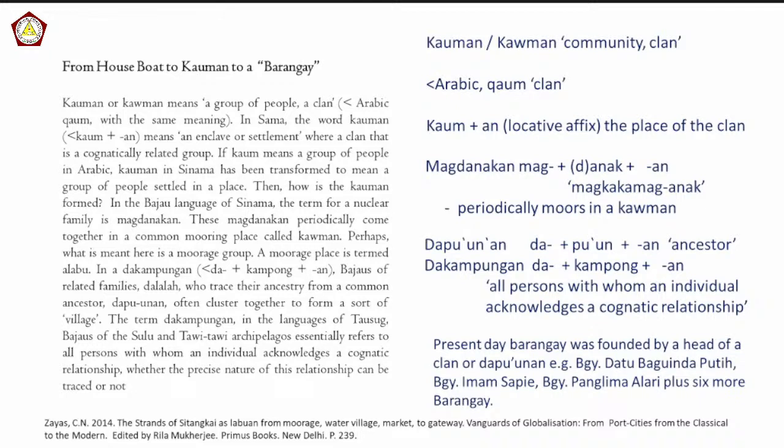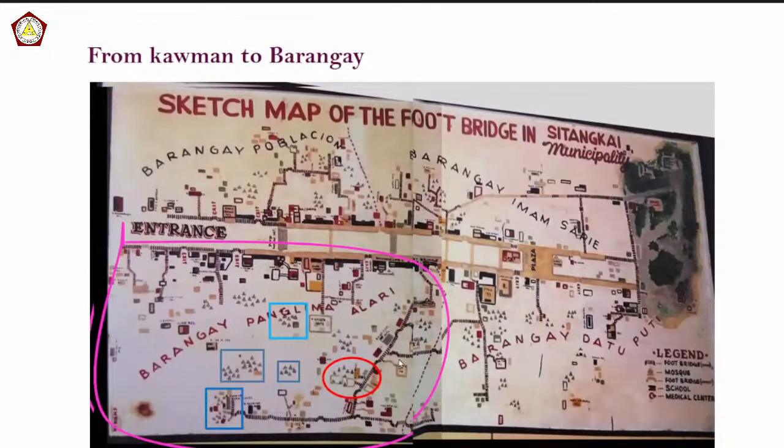So this kauman is Arabic, and interestingly, they use kau plus the affix, place of the clan. Kauman. Magdanakan, mag plus anakan, magkamag-anakan. See? These groups of households that are related, they periodically moor in a kauman. So, you saw this one, this is a kauman, that's another kauman. So, even in the formation of the settlement, you will notice something: why are these next to each other? Why did they settle here, and here on the other side? There is a story, and that story is part of your ethnography.